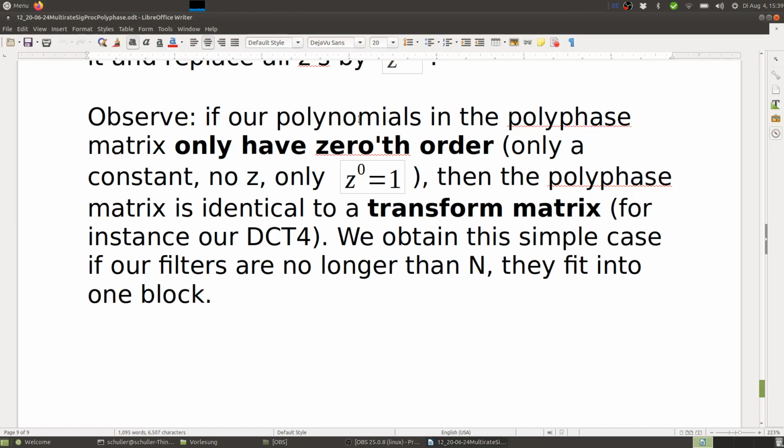Observe, if our polynomials in the polyphase matrix only have 0th order, only a constant, no z, only z to the 0 equals 1, that's the case of transforms basically. Then the polyphase matrix is identical to a transform matrix, for instance our DCT4. We obtain the simple case if our filters are no longer than n, they fit into one block. So this also shows that the polyphase matrix is simply an extension of the transform matrix, or a generalization of this transform matrix.